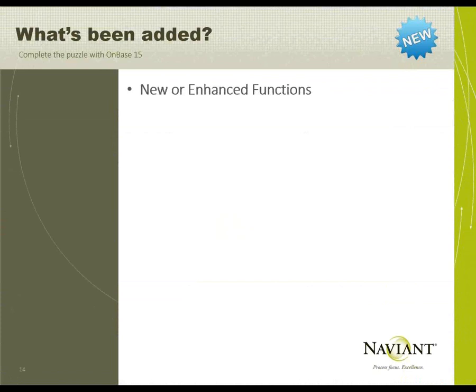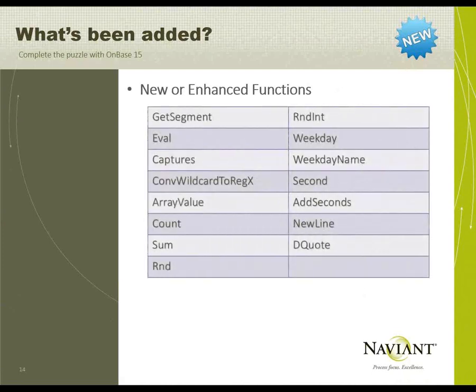So along with that, still in workflow, we've got some new and enhanced functions. If you've ever used set attribute or set keyword to expression, you've used these functions. And there are a bunch of new ones. These are not all of the new ones. These are just some of the ones that are new or updated. You can see like convert wildcard to regex, array value. I'll talk more about arrays. We've got some cool stuff in arrays later.